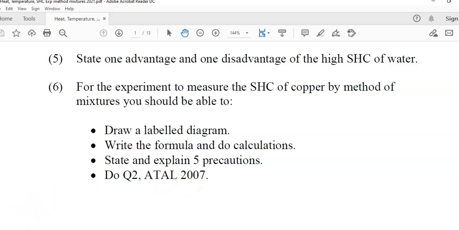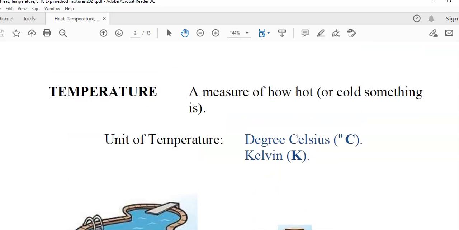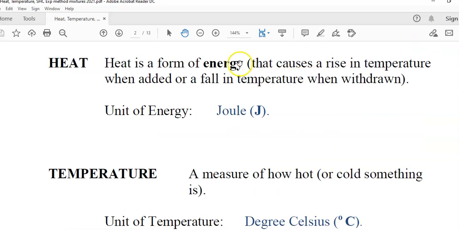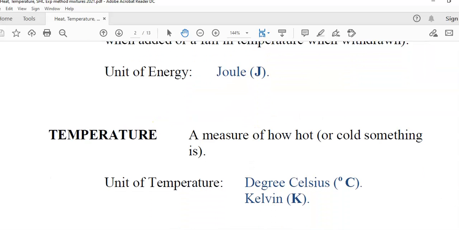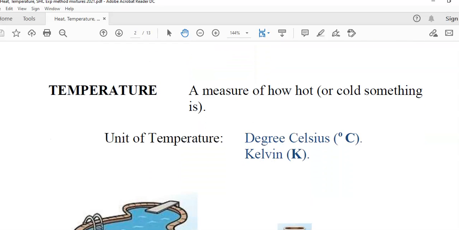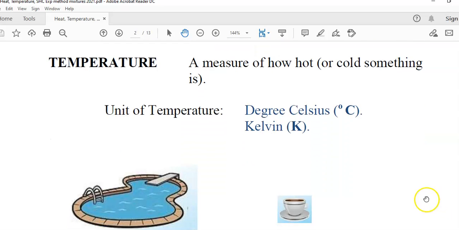So let's continue. Now, our definition of heat is that heat is a form of energy. It will cause a rise in temperature when you add it to something, and it will cause a fall in temperature when you withdraw it. The unit of heat, of course, is the unit of energy, the joule. Temperature is a measure of how hot or cold something is. It's a measure of hotness or coldness, and we normally use the degrees Celsius, but sometimes we will use the Kelvin as appropriate.